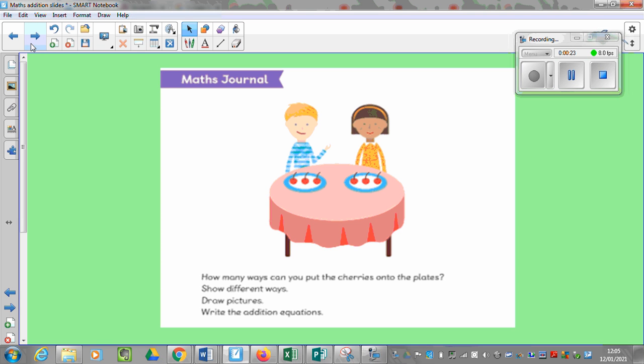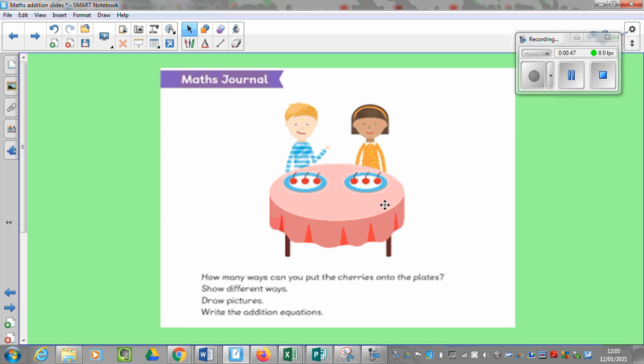Now you can see there's a boy here and there's a girl, and they have some cherries on their plate. This person over here has 3 cherries, and this person over here has 3 cherries. First of all, I want you to tell me what addition number sentence you can make from this picture. So use the story to make your own addition number sentence. Off you go. Pause the video now.